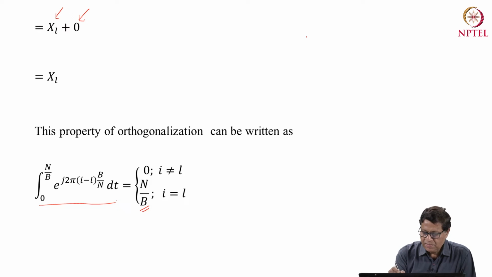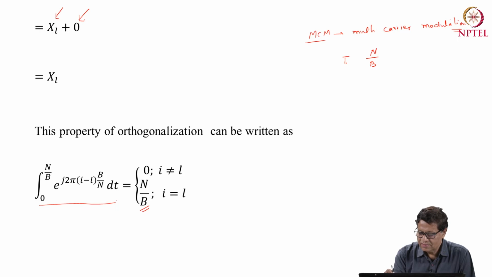So in MCM, that is, in the multi-carrier modulation which I did just now, the integration time is actually T naught, which is 1 by F naught, and which is nothing but N by B. So there are N symbols.